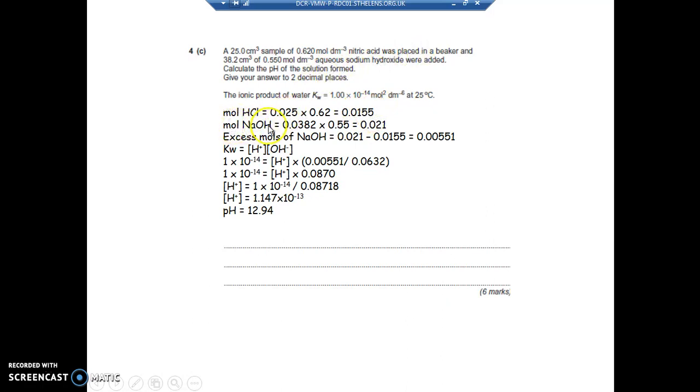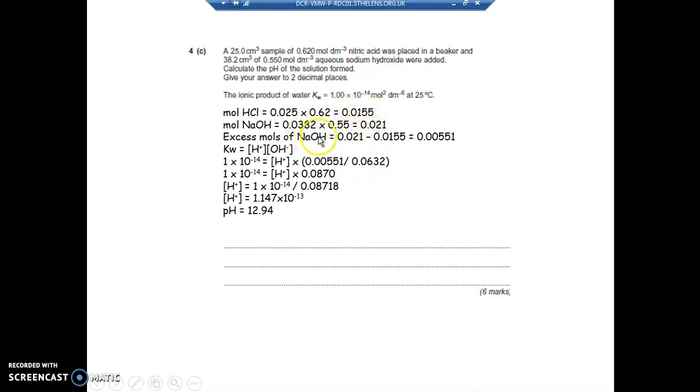Okay. Sodium hydroxide, we've got a volume, 0.0382 in decimetre cubed, multiplied by the concentration 0.55, and that equals 0.021. You've got the number of moles of each. Now nitric acid, unlike sulfuric acid, is not a diprotic acid. It's not going to react with 2 moles of sodium hydroxide. They react in equal amounts. So if I take those two away, I find that the bigger of the two is NaOH, 0.021 is bigger than 0.0155.